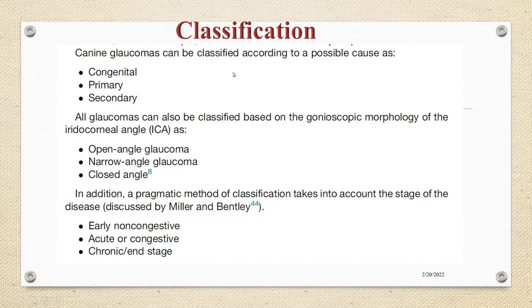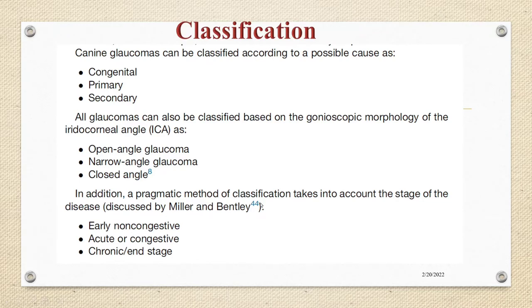So this is the classification of glaucoma. We can classify according to the possible cause as congenital, primary and secondary. Otherwise, based upon the iridocorneal angle. This iridocorneal angle is useful in classifying the type of glaucoma. As I mentioned, open angle glaucoma is very less common in dogs, but primary angle closure glaucoma is common.